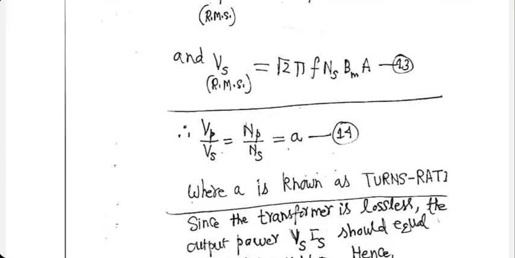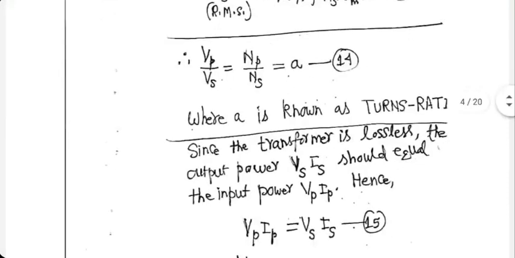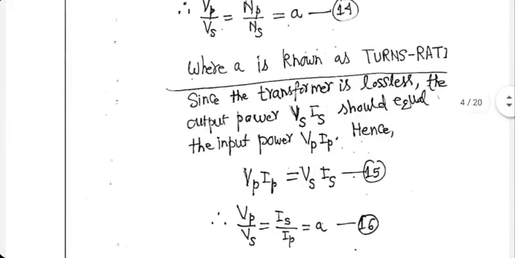It's a lossless transformer. It's an ideal case right now. Now VsIs is the output power, and VpIp is the input power. So they have to be equal because of the law of conservation of energy. If you do that, then Vp divided by Vs is Is divided by Ip, which is A. This is the second equation I was telling you last time. That ratio of currents is inverse of the ratio of voltages. They both are governed by the turns ratio.